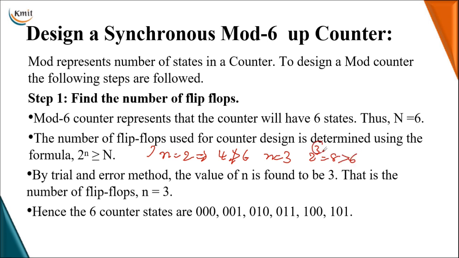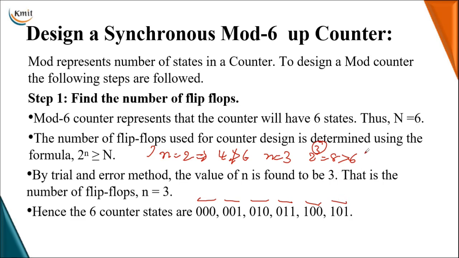Hence the minimum number of flip-flops required to design a mod 6 counter is 3 flip-flops. The states, starting from the initial state, are: first state 000, second state 001, third state 010, fourth state 011, fifth state 100, and sixth state 101.